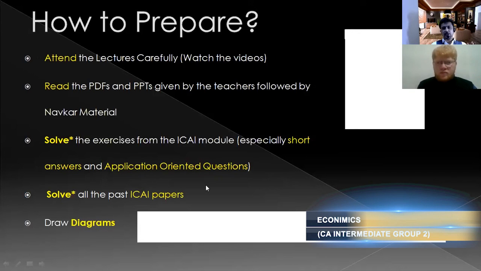If you see in case of numericals, only the numbers are changed. They ask the students to calculate the equilibrium national income. They ask the students to find out the investment multiplier. The numbers keep on changing, but the pattern more or less remains the same. So it's a very good idea to solve the past papers. So these are certain tips which students should keep in mind.